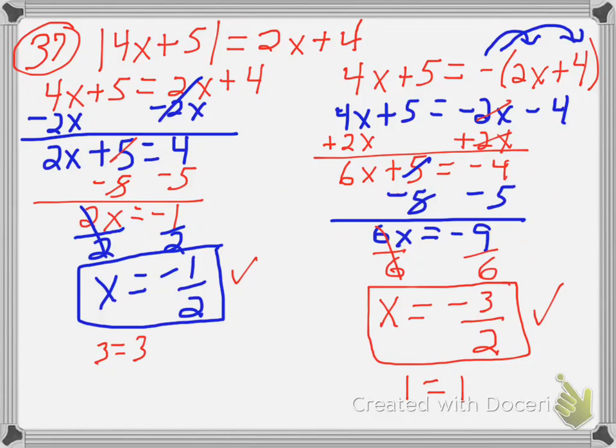Make sure anytime you have this x on the other side, that you check for extraneous solutions. Sometimes you will, sometimes you won't, but you always need to check to make sure. And those are your solutions for number 37.